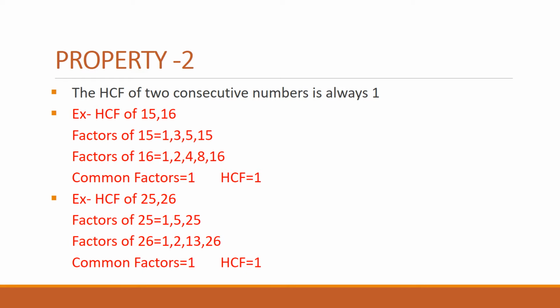Let us take another example. 25, 26. 25 and 26 are consecutive numbers. So factors of 25 are 1, 5, 25. And factors of 26 are 1, 2, 13 and 26. So the common factor is only 1. So HCF is also only 1. So the property 2: the HCF of two consecutive numbers is always 1.